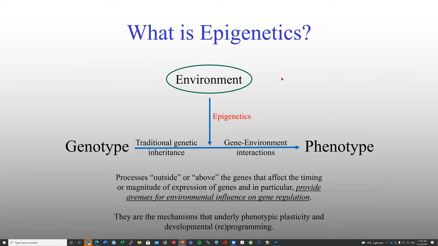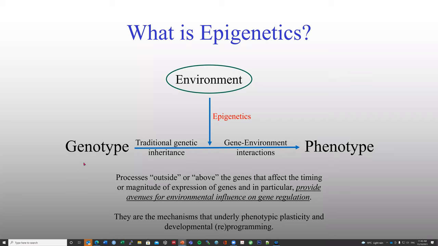Okay, so where does epigenetics come in? Well, epigenetics deals with processes that are outside or above the genes by affecting the timing or magnitude of expression of those genes. And in particular, epigenetics provides the avenue for environmental influences to come to bear on gene regulation.